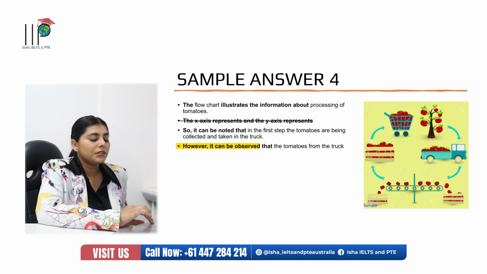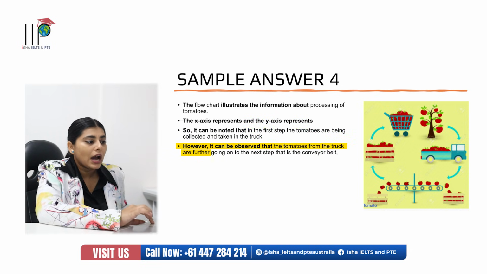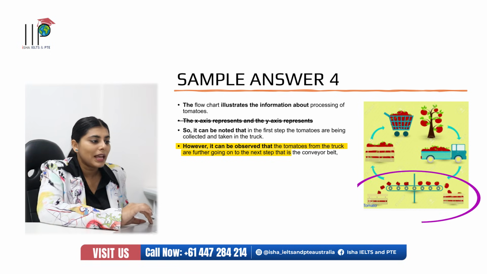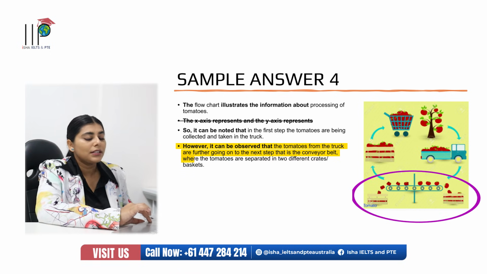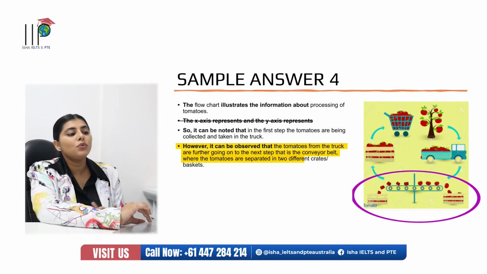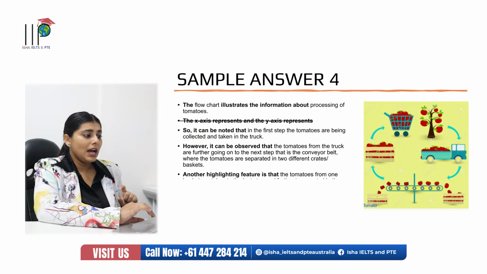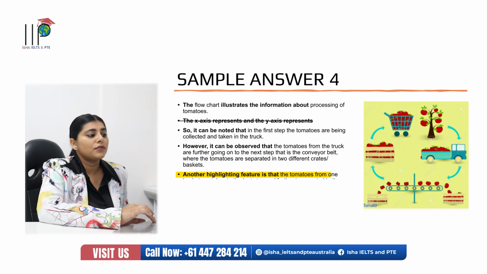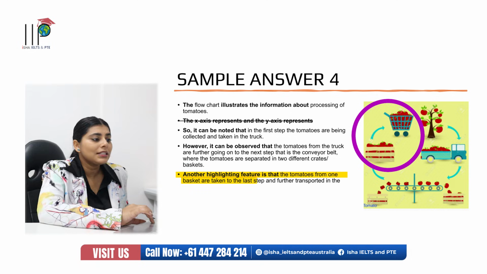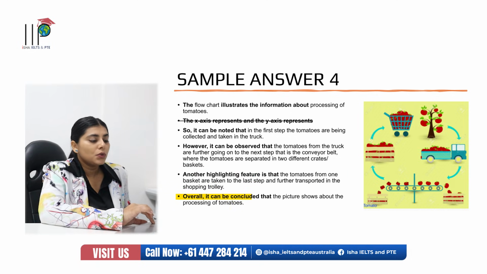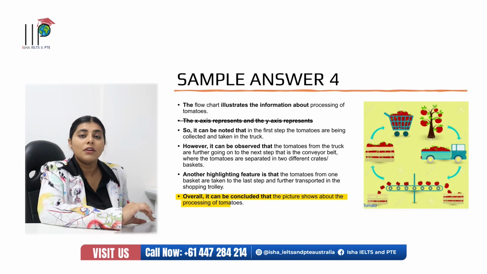However, it can be observed that the tomatoes from the truck are now further going on to the next step, which is a conveyor belt where the tomatoes are separated in two different crates or baskets. Another highlighting feature is that tomatoes from one basket are taken to the last step and further transported in the shopping trolley. Overall, it can be concluded that the picture shows the processing of tomatoes.